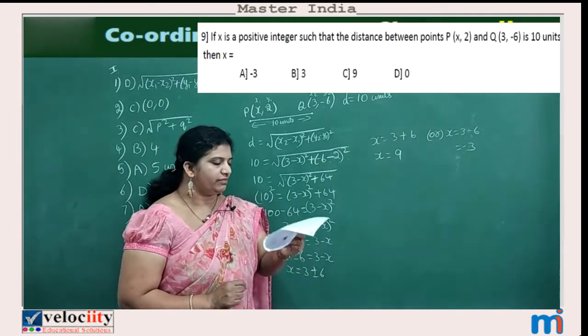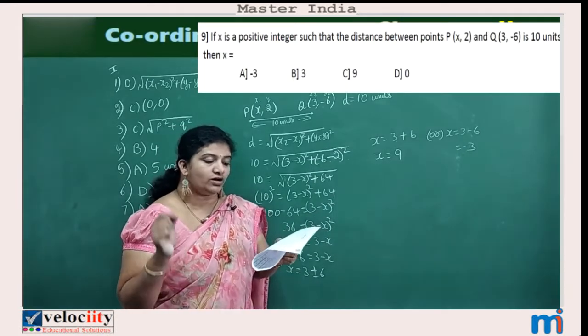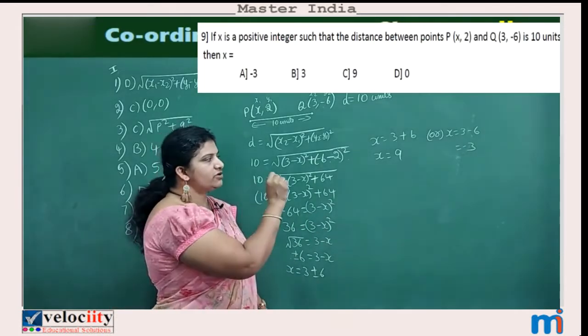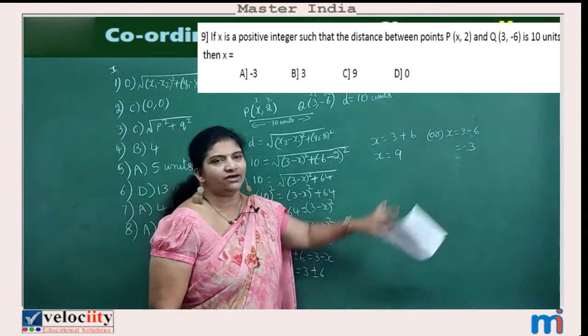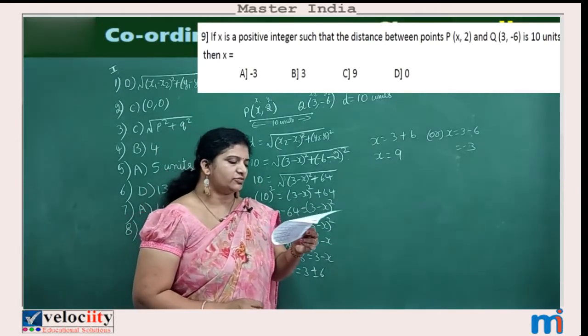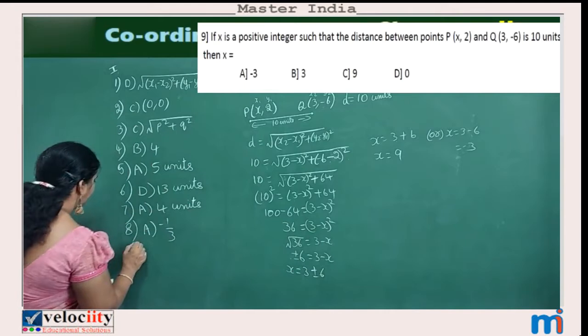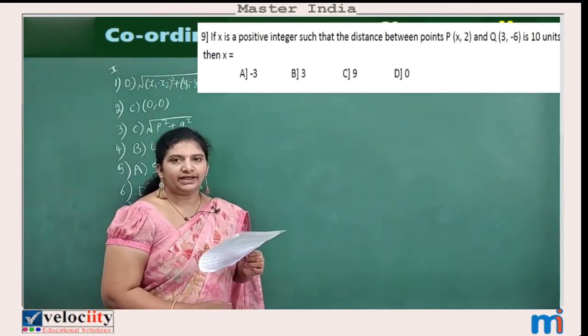And in your problem, they have said x is a positive integer. Positive means what is the positive value you have? 9. So check for that option here. Option C, 9.